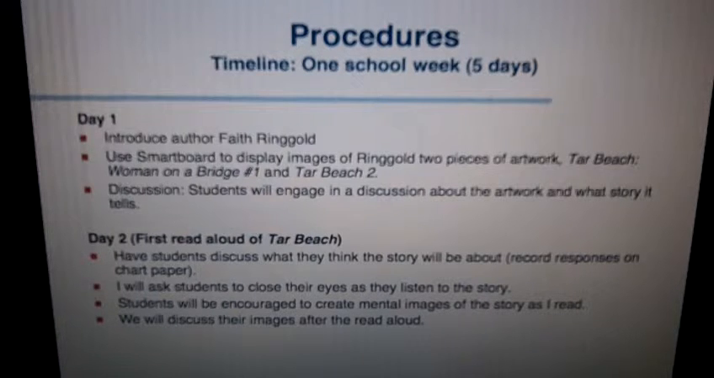On day 2, we will do the first read aloud of Tar Beach. Students will discuss what they think the story will be about, and I will record their responses on chart paper. As I read, I'm going to ask the students to close their eyes and listen to the story. Students will be encouraged to create mental images of the story as I read. After the story is complete, we'll open our eyes and talk about their mental images as I was reading the story.